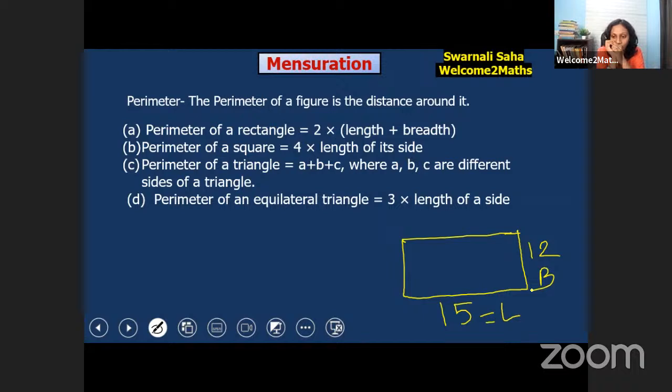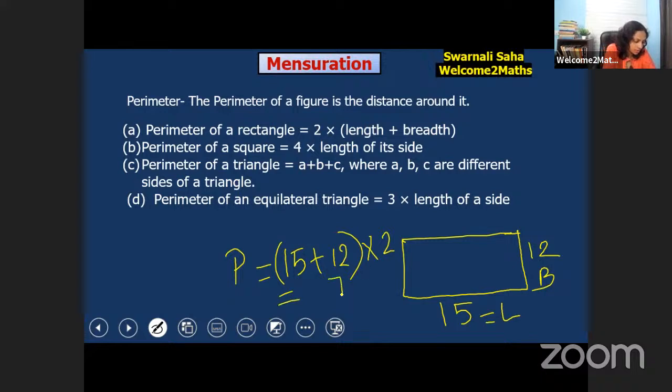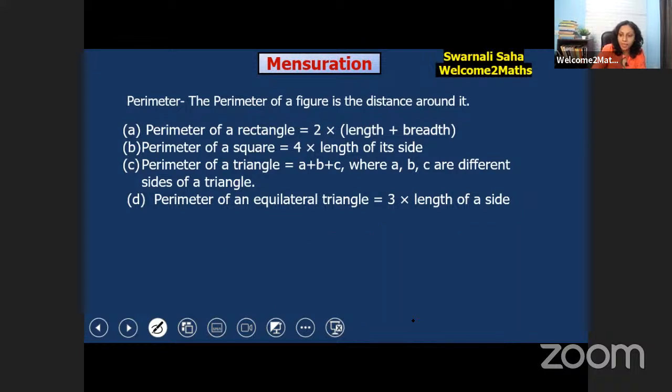So how much would it be? Perimeter would be 15 plus 12, into 2, and it is how much? Yes, 54. Very good. 54 meter. Because I gave you meter, the answer is 54 meter.